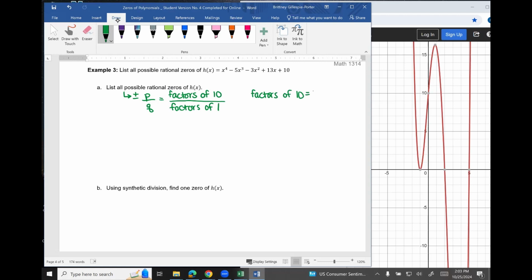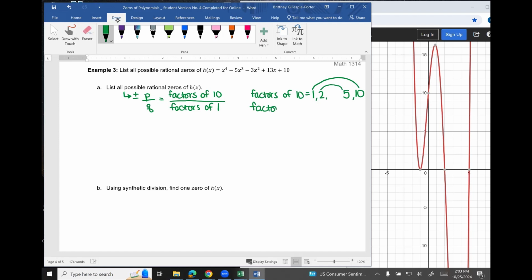using the rainbow method, we have 1 and 10. Next number up from 1 is 2. 10 divided by 2 gets me 5. Next number up from 2 is 3. 10 is not divisible by 3. We get a decimal. Next number is 4. 10 divided by 4 again gets us a decimal. Next number is 5. So we've completed the rainbow. We have all the factors of 10.